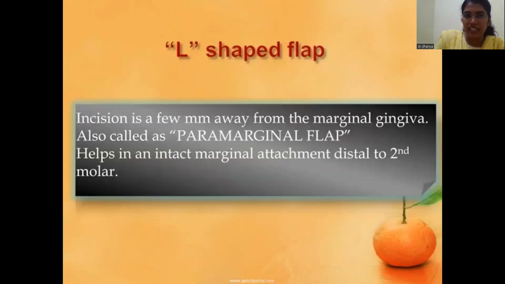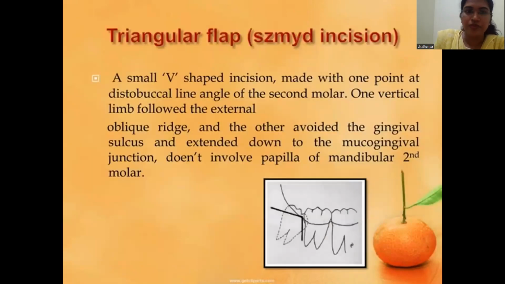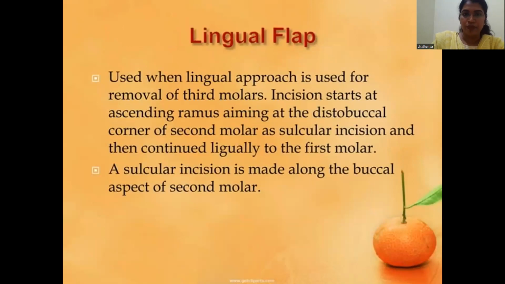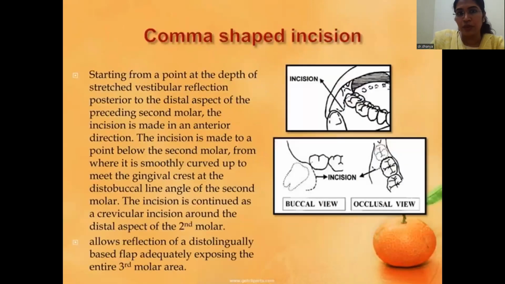And then there is an L flap, which is basically the modification of your triangular flap or bayonet flap. It is basically called a paramarginal flap, where just the marginal parts are included. And the triangular flap, like we already discussed, is when you're reflecting the flap, the surgical site which is visible is going to be a triangular shaped site. In all aspects, the most commonly preferred flap is definitely your Ward's incision.